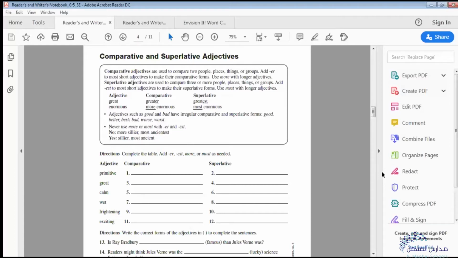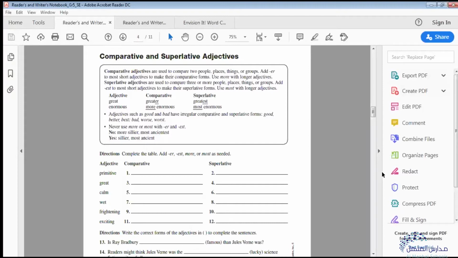When we come to superlative adjectives, when you talk about three or more, you're comparing three or more, you add est. Remember, when it was comparative, you use only er and use more for longer adjectives.